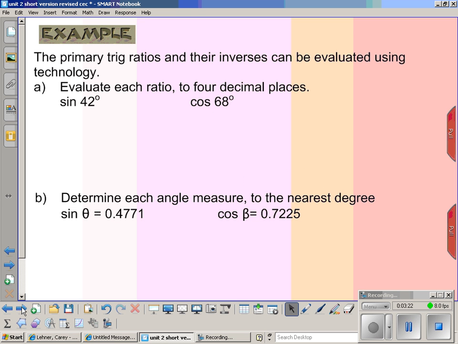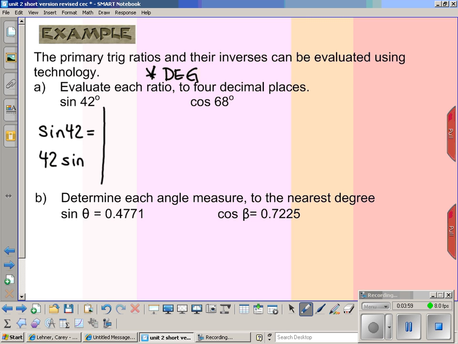The primary trig ratios and their inverses can be calculated using technology. Evaluate each ratio to 4 decimal places. So same as your keystrokes for tan. If you went tan and then the angle, you're going to go sine and then the angle. But if you did the angle and then tan, you will do the angle and then sine. So you are either going to go sine 42 equals, or you are going to go 42 sine. Either way, whichever way you do it, make sure your calculator is in degree mode.